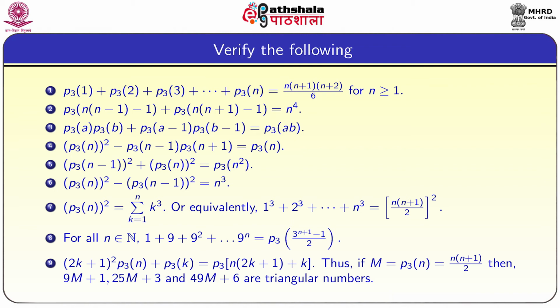Similarly, the seventh property is also a very nice property: the nth triangular number squared is equal to the sum of the cubes of the first n natural numbers, or equivalently, 1 cube plus 2 cube and so on plus n cube is equal to n into n plus 1 by 2, whole square. Of course, these results can be proved by induction as well, but it is nice to see different proofs. So, similarly, the last result.